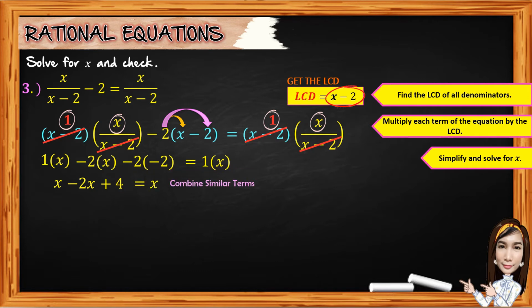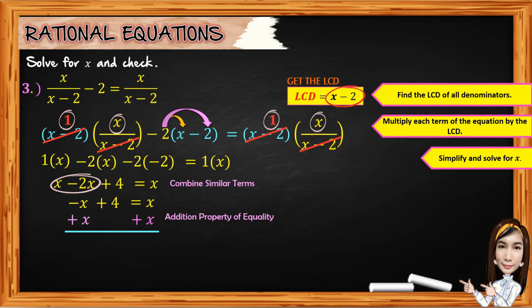Then we're going to combine similar terms. Notice that on the left side, we have the same linear terms. So we can subtract x minus 2x, we have negative x. Take note, x there has a coefficient of negative 1. It is understood and no need to write it. Then copy plus 4 is equal to x. Then apply addition property of equality. We're going to add to both sides the additive inverse of negative x, which is positive x, so that we can cancel x minus x is equal to 0. Then bring down 4, then add x plus x is equal to 2x.